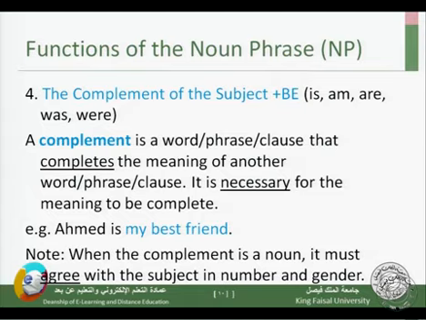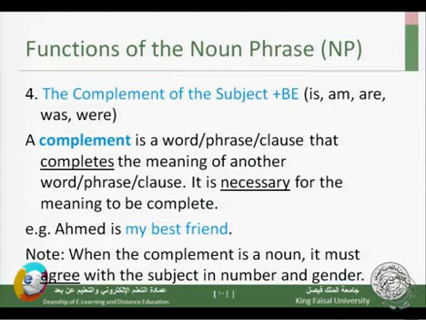Okay, but we will talk about it in the next lecture. In this lecture, just remember that complements are necessary and they complete the meaning of another phrase or word or clause when we talk about noun phrases. Okay, so a complement noun phrase is a phrase that completes the meaning of another word, phrase or clause.